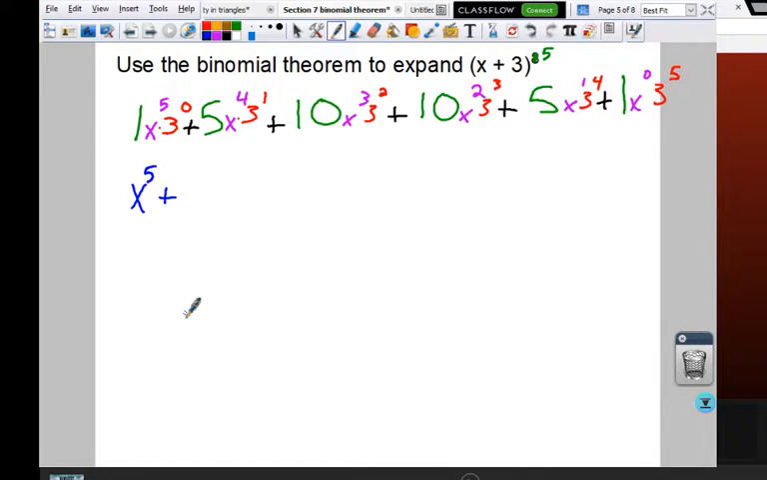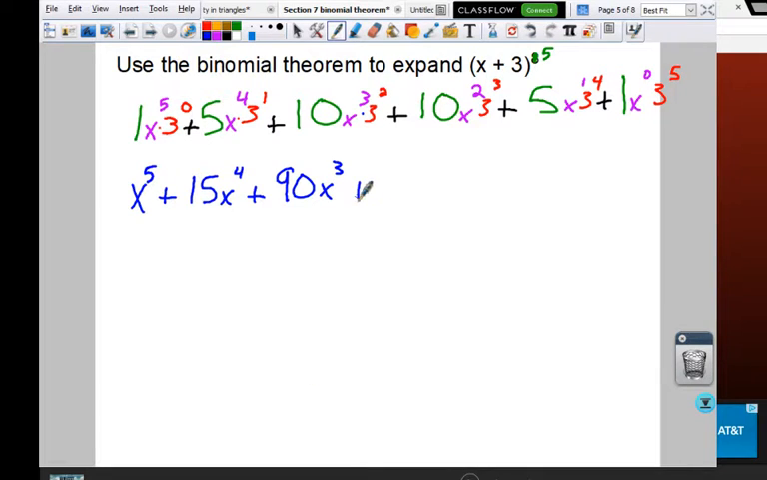Plus, I have 5x to the 4th times, what's 3 to the 1? 3. What's 5x to the 4th times 3? It'll be 15x to the 4th, right? And I keep going. Plus, I have 10x to the 3rd, and then times 3 squared. What's 3 squared? 9. What's 10 times 9? 90. So I have 90x to the 3rd.